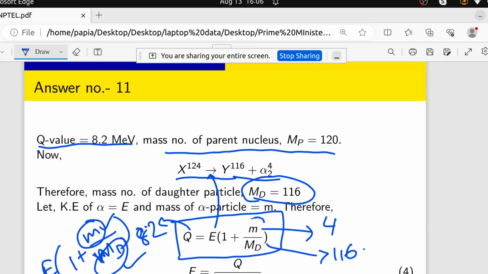It is in MeV because we have taken Q in MeV. M by MD is the ratio of two masses, so it has no unit. That means it is a dimensionless parameter. So the E value depends only on the Q value's unit. As Q is in MeV, E will also be in MeV, because Q is 8.2 MeV. Okay, so this is the thing.